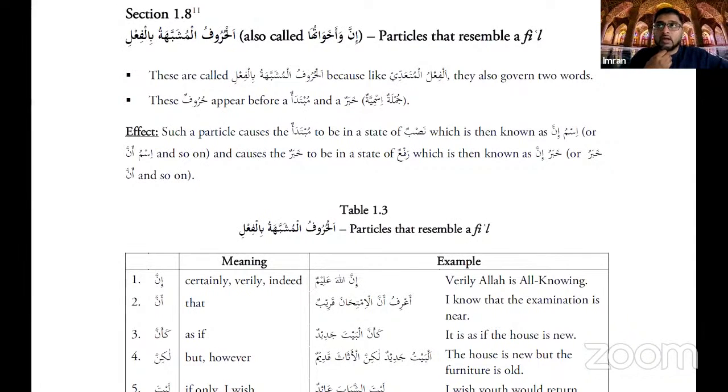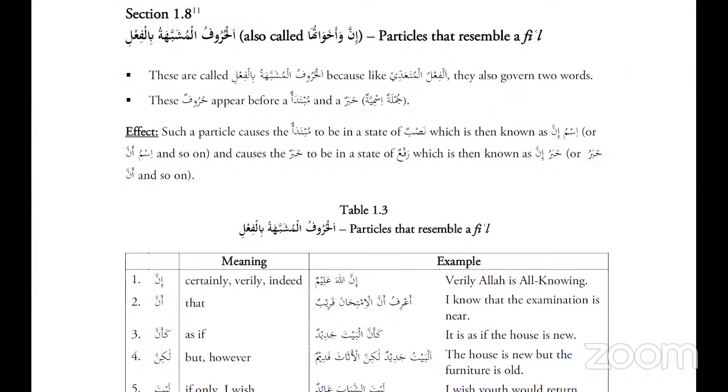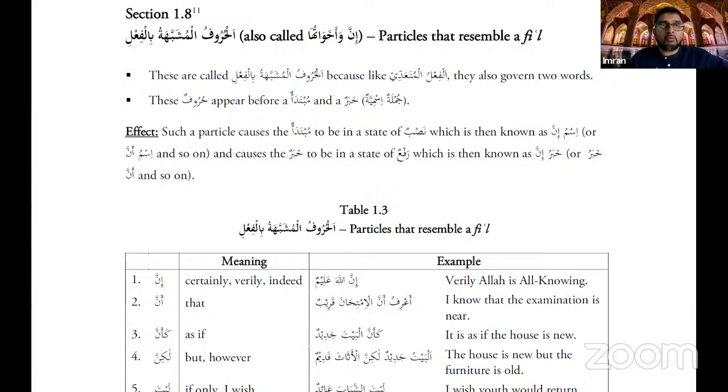So, for example, if I say katabtu, I wrote. Lazim is the verb which doesn't require the object. Muta'addi is the verb which requires an object. One of the ways of distinguishing between the 2 is to put the pronoun after it. If it gives meaning, then you know it is fi'l muta'addi. But if it doesn't make any sense, then you know it is lazim.